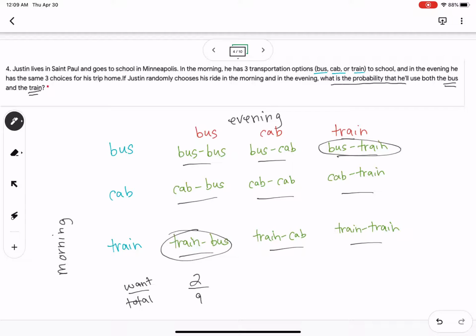And when you type that in, you would just type 2/9. Okay.